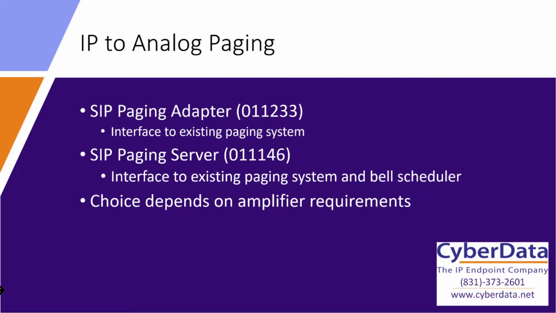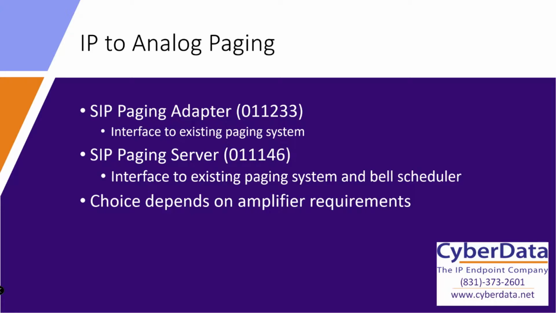So for our IP to analog options, we've really got two main ones. There's one other one that I'm not going to cover today, our 4-port zone controller. But typically when you're dealing with an IP to analog paging solution, it's going to be either our SIP paging adapter, part number 011233, which is basically just your simple interface to an existing paging system. You want to pick up a phone, make an overhead announcement, whether that's a single zone announcement, which you probably wouldn't encounter in schools, or a multi-analog zone-based system that you would actually need to enter DTMF codes for that particular analog zone. You could do that pretty easily with the paging adapter. That's really what the paging adapter is designed for.